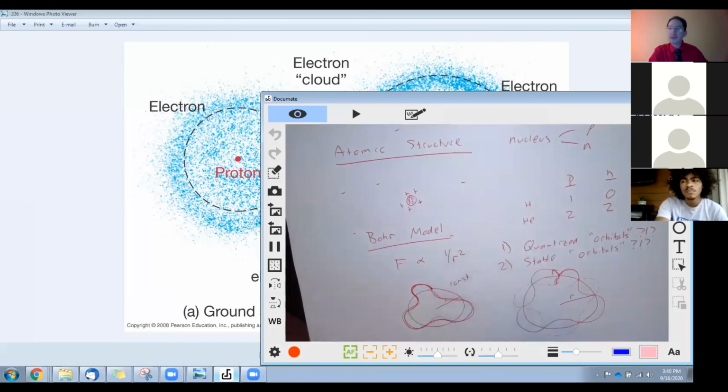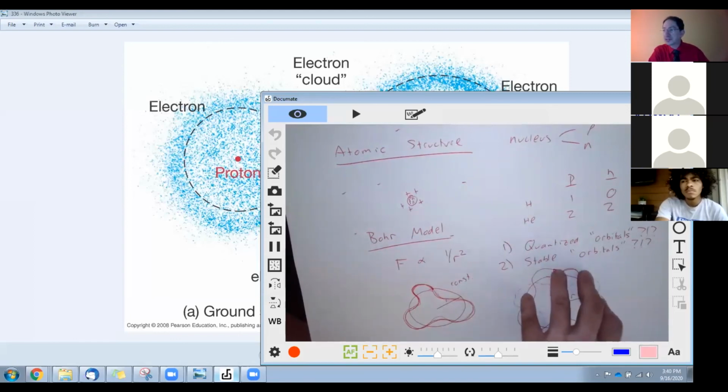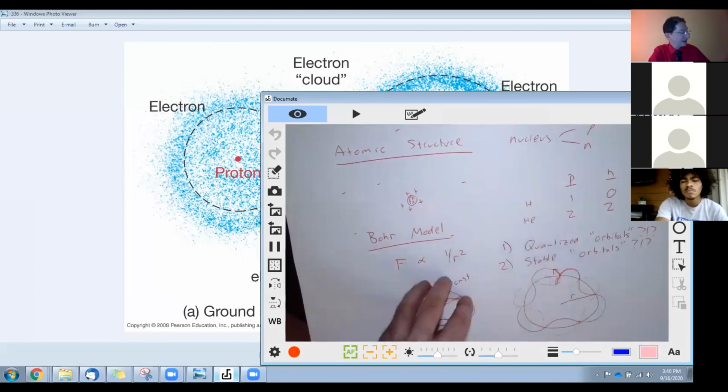So if I have a wave going around a loop, it all depends on the circumference of that loop compared to the wavelength. In this case, the wave would constantly be canceling itself out. Here, it would be constantly reinforcing itself.